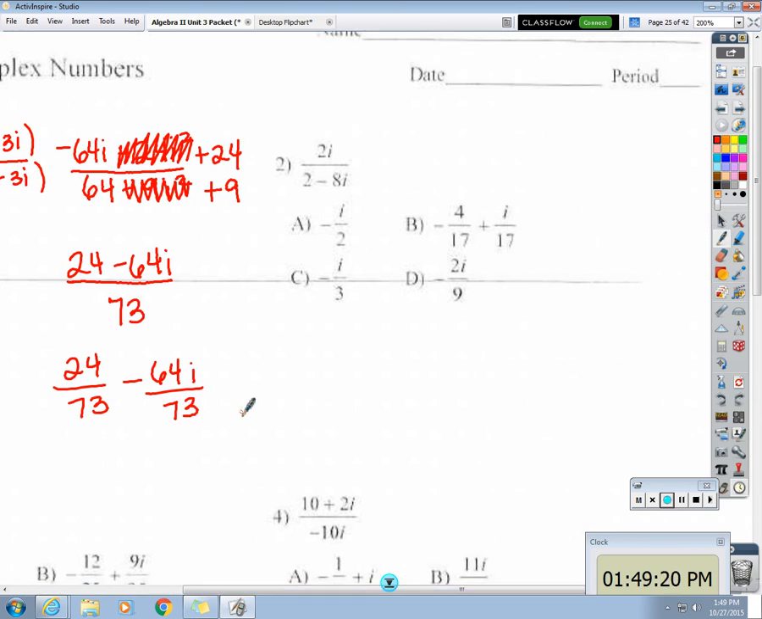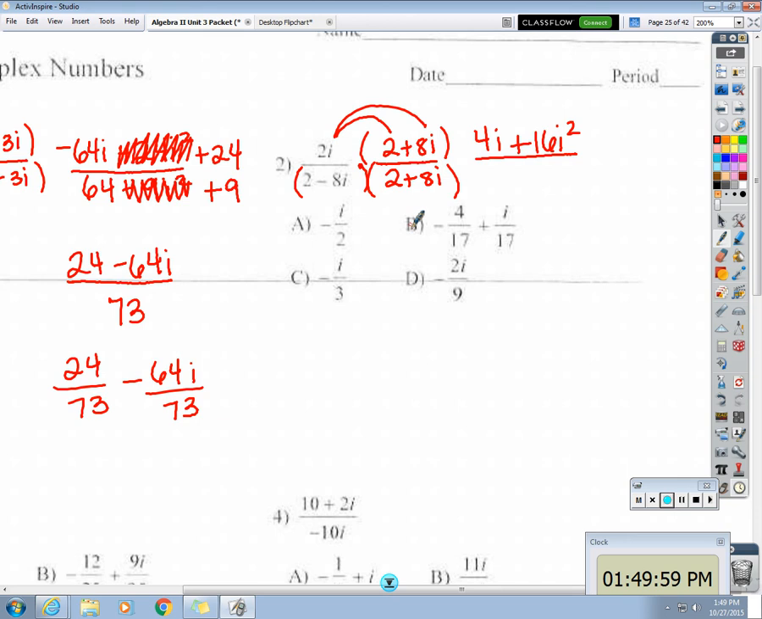Okay, number 2. What do I need to do first? Complex conjugate, which is, right? Okay, starting with the numerator, what do I need to do? Right, I'm just going to distribute, and that gives me a 4i, and then 2i times 8i is, right, over, what do I have to do with the bottom? FOIL, but we always know that the outer and the inner are going to cancel each other out. And so what are your first terms? Which is 4, and what are your last terms? Which is negative 64i squared.